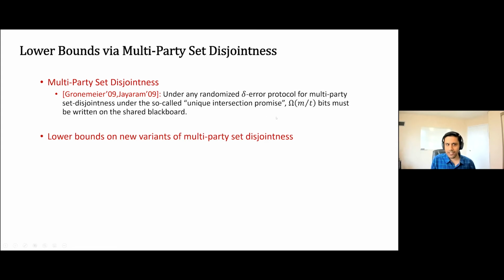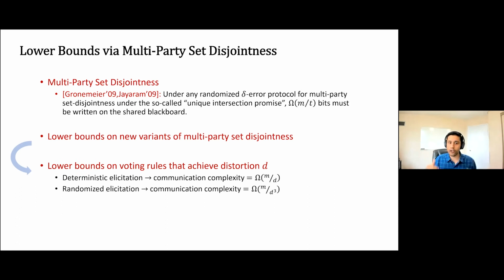We realized in our work that this was very close to our voting problem, but not quite enough. So we actually weren't able to directly use this result, but we were able to derive similar lower bounds on some other variants of this multi-party set disjointness problem. And then we were able to use those lower bounds in order to derive lower bounds for our voting problem.